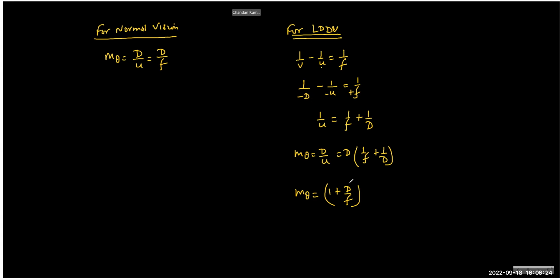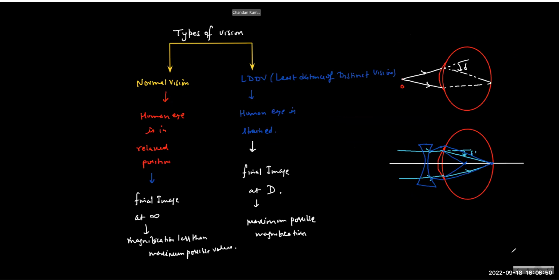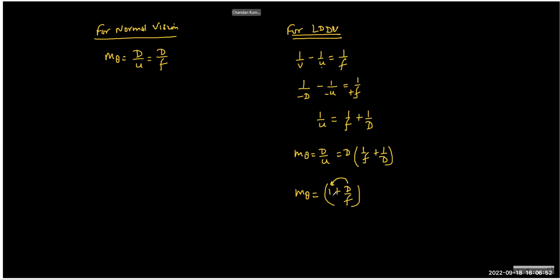So you can see that D by F will give you some answer, but definitely it will be one more, D by F plus 1. Okay. And if you look carefully, we have discussed. Oh, I made a mistake here. The f is less than d. No? So the D by F will give you the magnification plus 1 extra. Now you can think, what is this called?